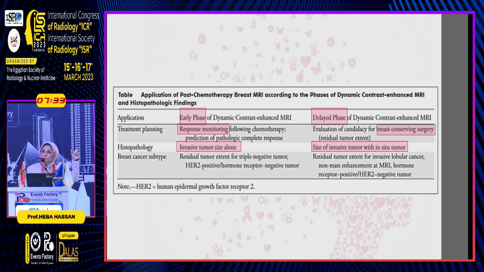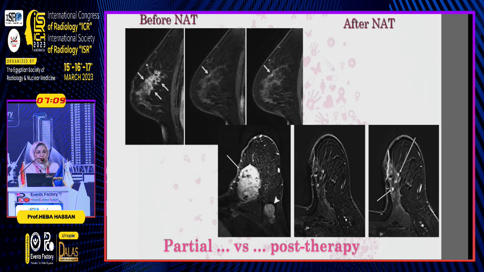Again, pathological complete response means that I don't have any invasive disease, and this invasive disease is usually seen in the early phase. DCIS is not considered a crucial part, but still you have to give your clinician the whole extent of the lesion that he is going to go in and remove, and hence you have to give him the whole topography on the delayed phase. So let's look at some examples.